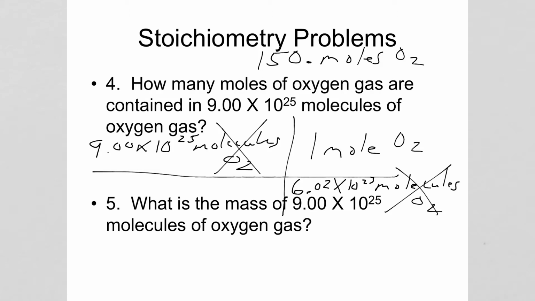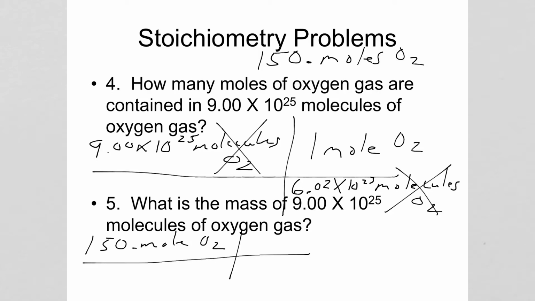What is the mass of 9 times 10 to the 25th molecules of oxygen gas? Well, in the last problem, we converted from molecules to moles. So let's start with those moles this time. So we had 150 moles of oxygen gas. And now when we're converting to mass, we're trying to get to grams.